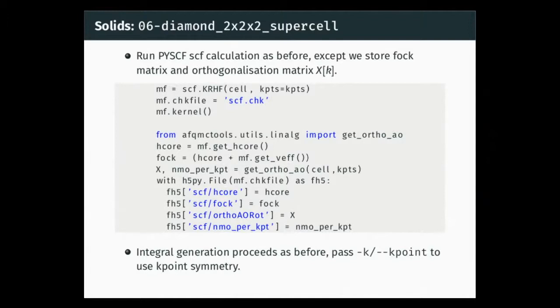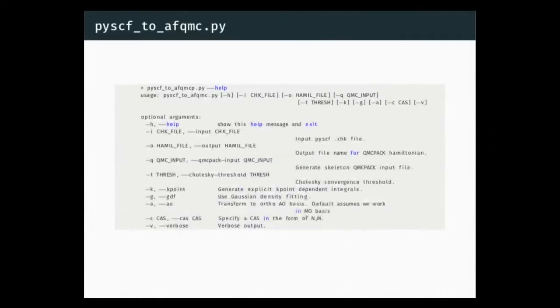And the integral generation step proceeds as before, so PySCF to AFQMC. If you're running a supercell here, so without k-point symmetry, then the integral generation step proceeds exactly as it would for a molecular calculation. If you want to use the new algorithm using k-point symmetry, you can just pass minus k to the integral generation script, and it'll generate the Hamiltonian in that k-point symmetric form.